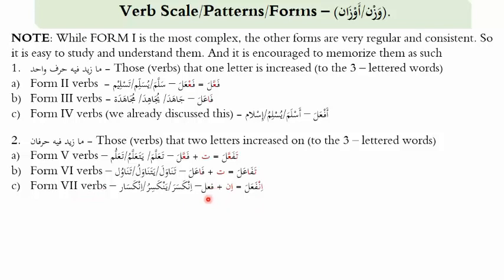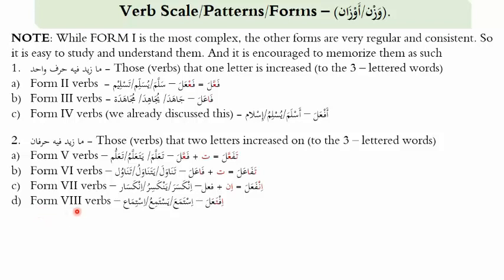The form 7 verbs follow on the scale infa'ala. So we have fa'ala as the base and in is added to it, so it becomes infa'ala. The example that is used is inkasara. Inkasara, yankasiru, inkisar. This one, here it changes, right? Yankasiru, inkisar.